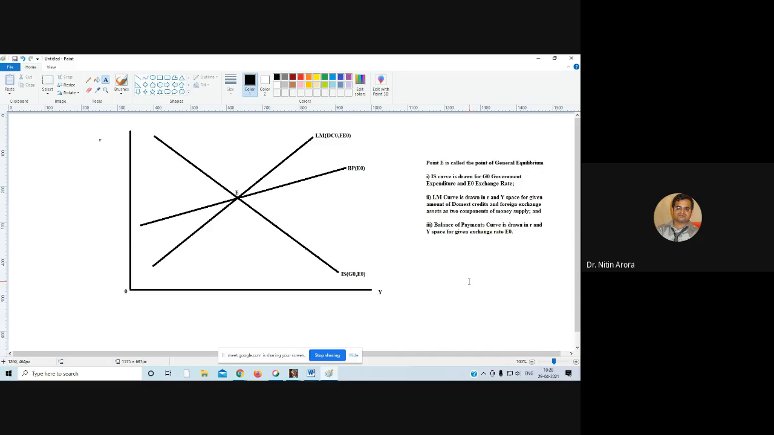Tomorrow we will be talking about the effectiveness of monetary policy in different types of economies. Then after monetary policy, we will be discussing the effectiveness of fiscal policy in an open economy.